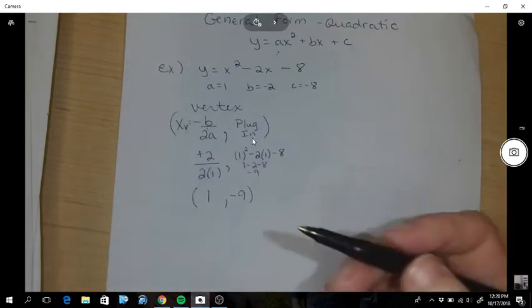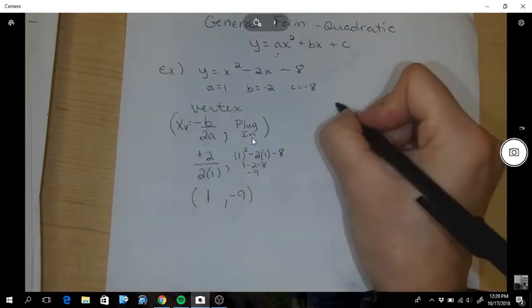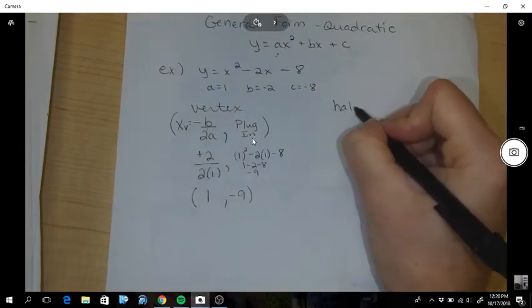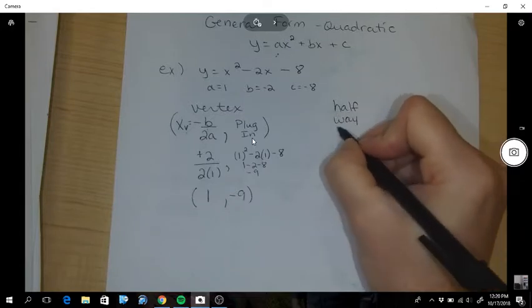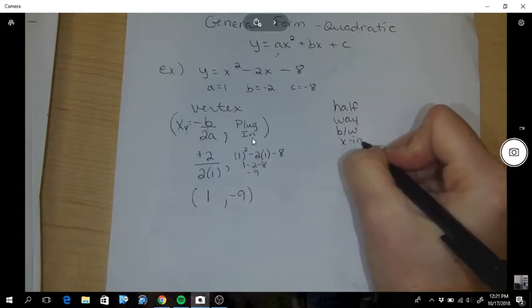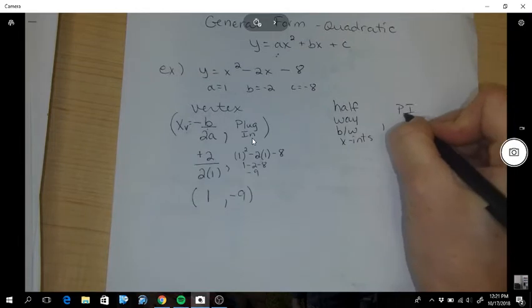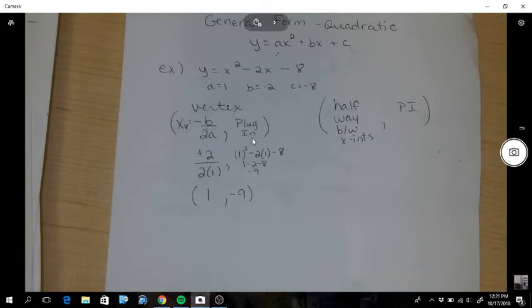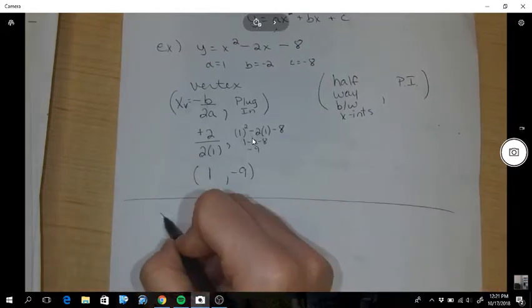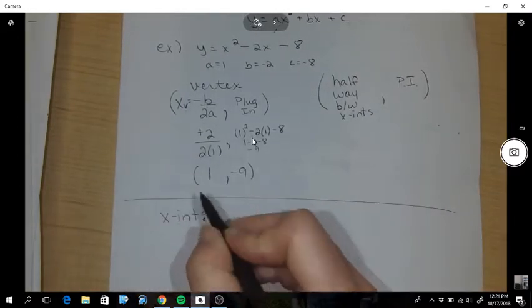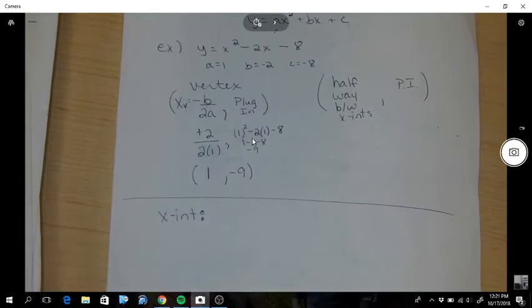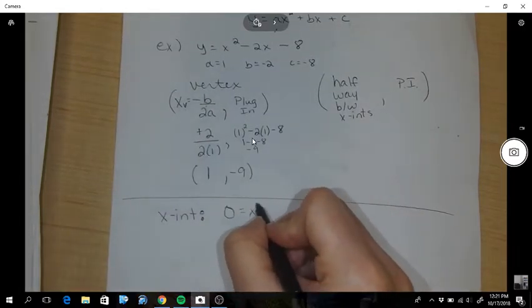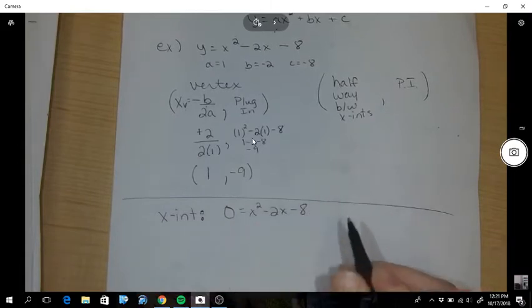Okay, now method 2. The vertex is halfway between the x-intercepts. Then plug in. Okay, that's method 2 to find the vertex. For this method, we need our x-intercepts. So my x-intercepts are where y would be 0. So 0 equals x squared minus 2x minus 8.